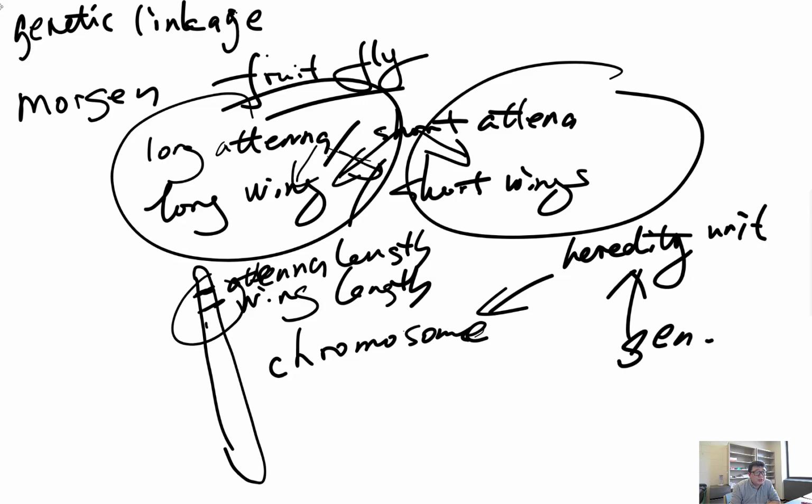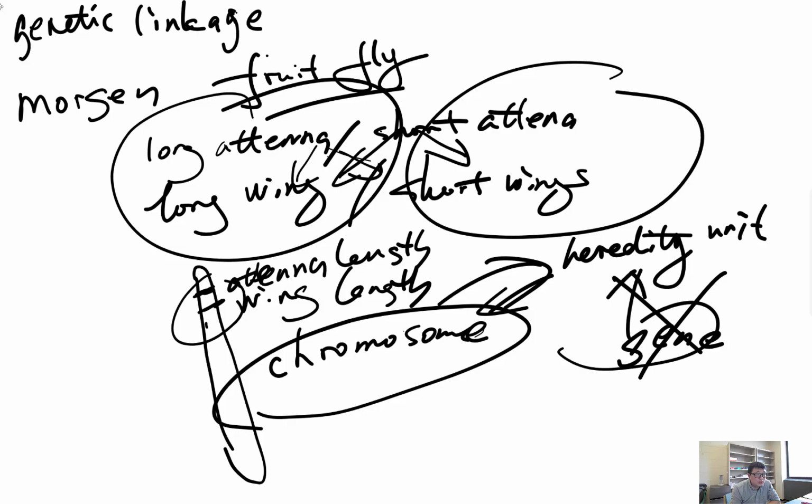What's the unit of heredity? Is it one single gene? No, it's the chromosome. The chromosome is the unit of heredity. When the parents pass genetic material to the next generation, it actually passes a whole chromosome, not a single gene. However, we're not going to go into details. Even though the alleles are in one chromosome, there's still a chance they'll be separated by another process called crossing over, which happens during meiosis 1.